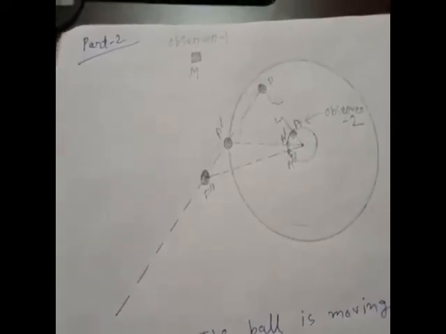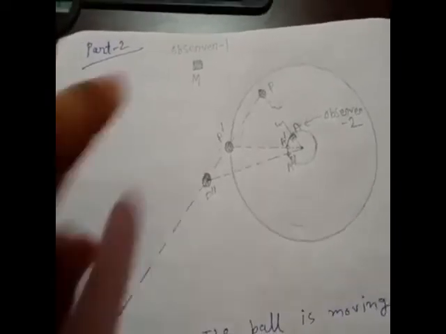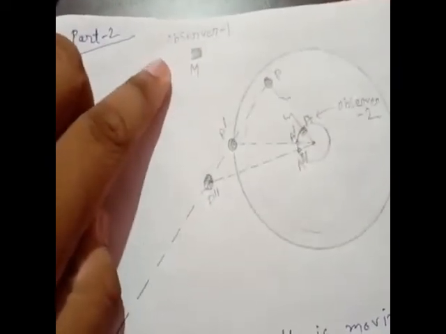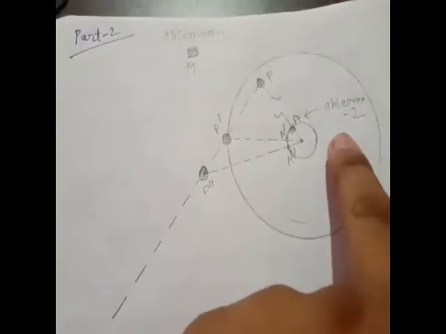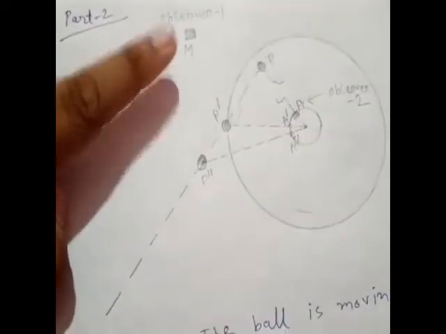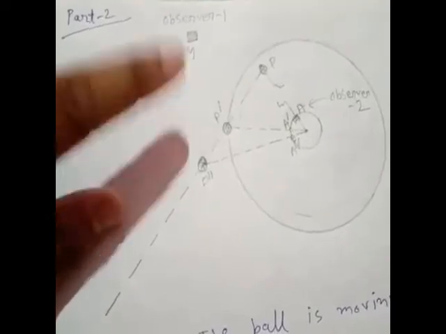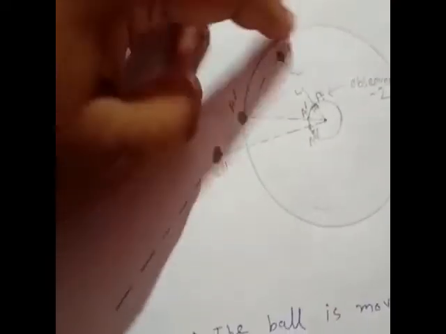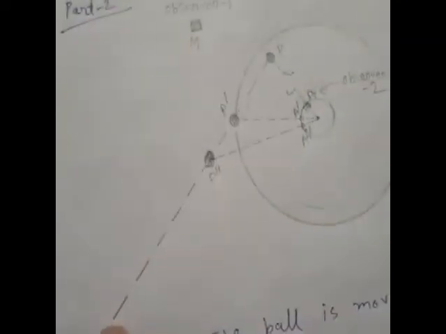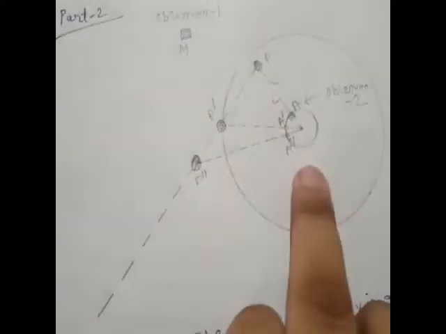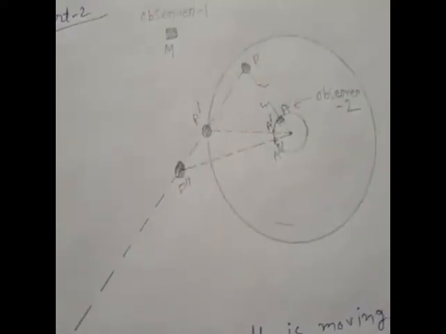Okay, now move to the second part of the experiment, where I suddenly cut the string of the rotating ball. What happened? Now here is again observer 1 and here is again observer 2. Observer 1 observed that the ball is moving along a straight line when the string is cut. So the ball moves along this straight line.